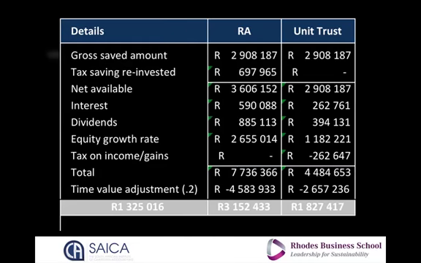You will see that there is a staggering difference at the end of the day. The unit trusts would be worth 1.8 million if bought in your own name. However, if bought through a retirement annuity, you'd be looking at 3.1 million, a staggering difference of 1.3 million rand.